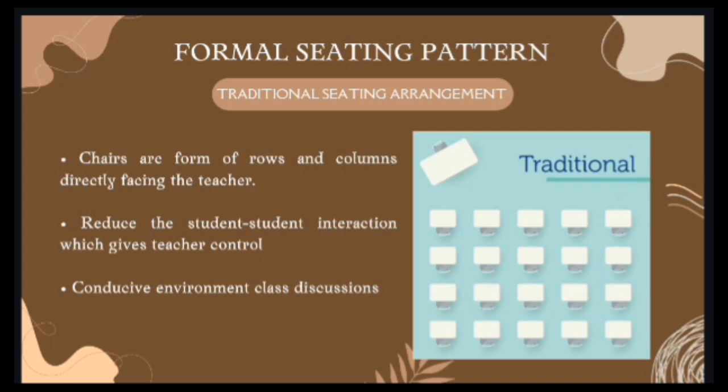So chairs are formed in rows and columns directly facing the teacher. So it reduces student-student interaction, which gives the teacher control and a conducive environment for class discussions. So the desks or chairs should be formed into a straight line, arranged by row and column, as you can see in the picture. The students are facing the front, where the teacher is. So this setup is fixed and its position cannot be changed.